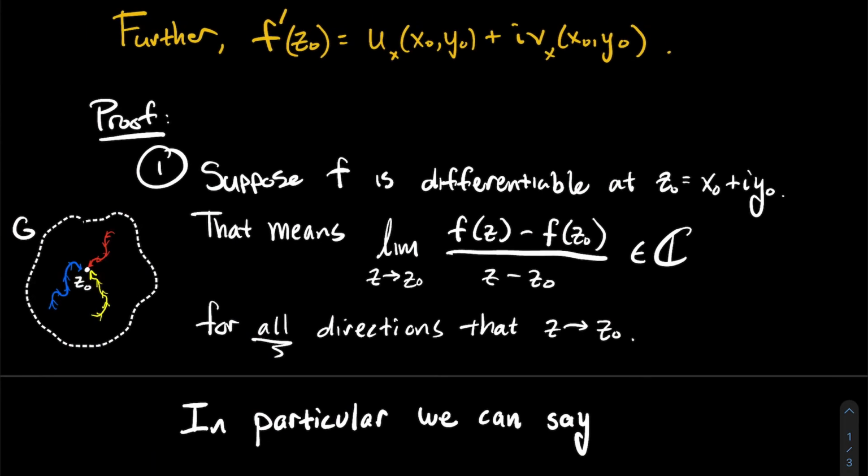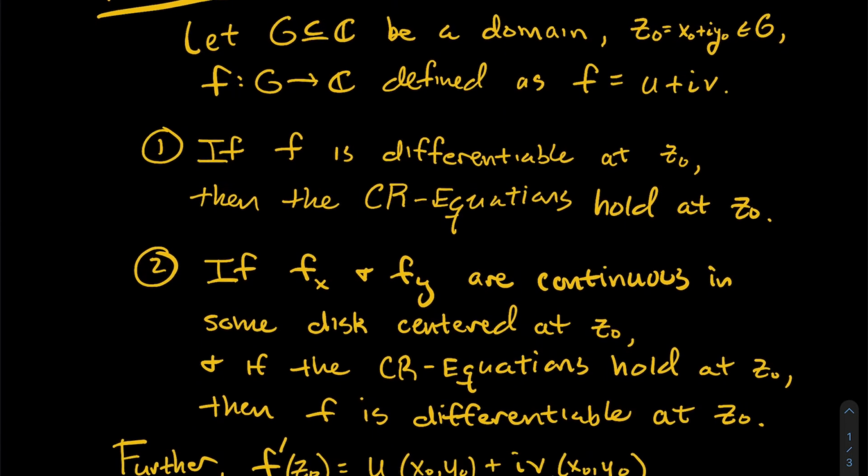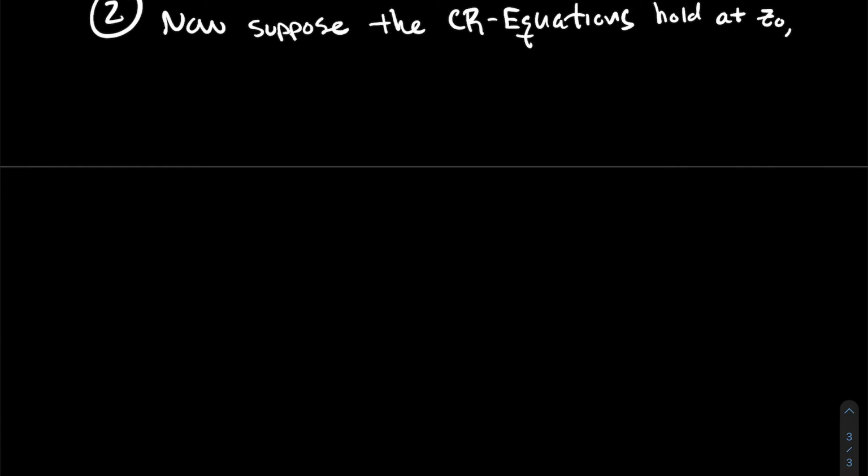And so remember, we just finished statement 1 up here in yellow, and now it is our task to try to prove statement 2. So what are our hypotheses for statement 2? We get to assume the CR equations hold at z0, and I'm going to choose to express the CR equations in the following notation. So that's just saying the partial of f with respect to x is minus i times the partial of f with respect to y.